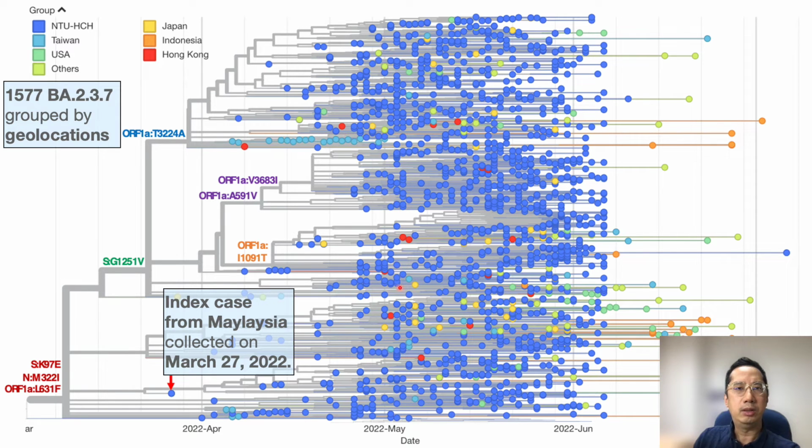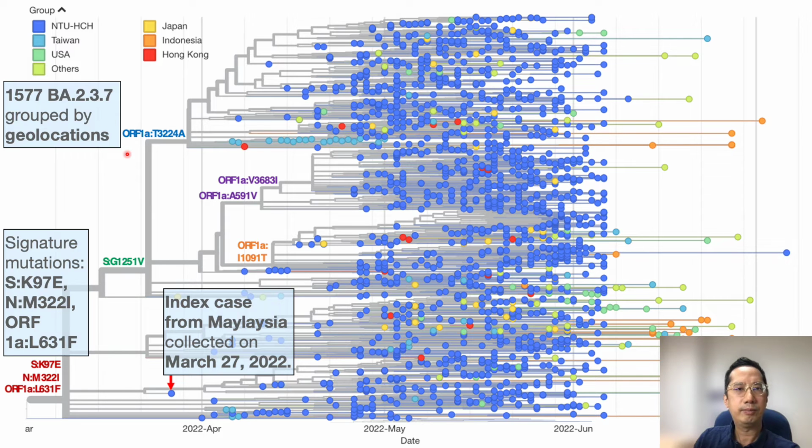As you can see, the different colors represent different geolocations. There are different groups of locations that can be identified. And they also identified a very unique signature mutation in this lineage.